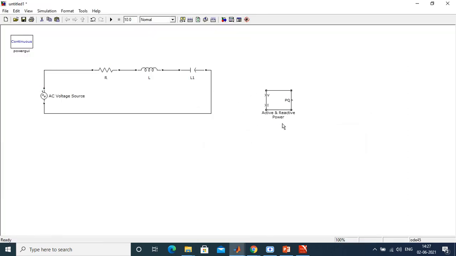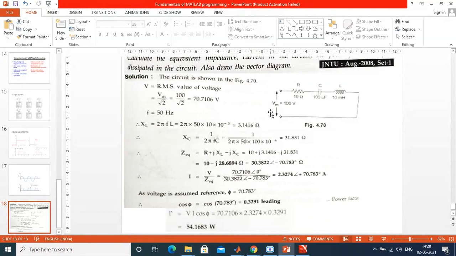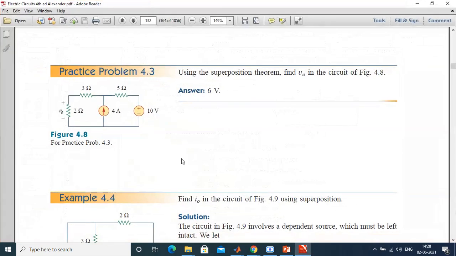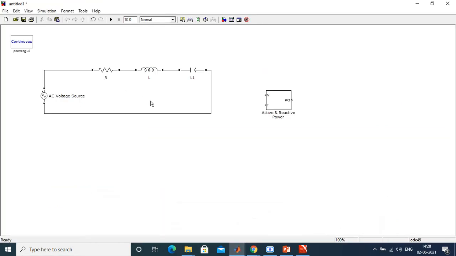Okay, so now what is the problem? What is the equivalent impedance? Okay, we will do it in a separate way. Current in the circuit, power factor and the power dissipated in the circuit. Current in the circuit can be determined by ammeter, so we need an ammeter and voltmeter.